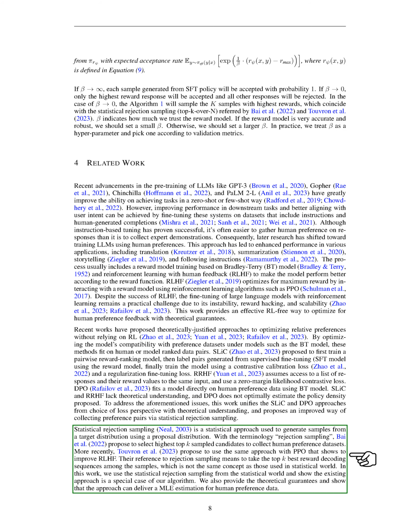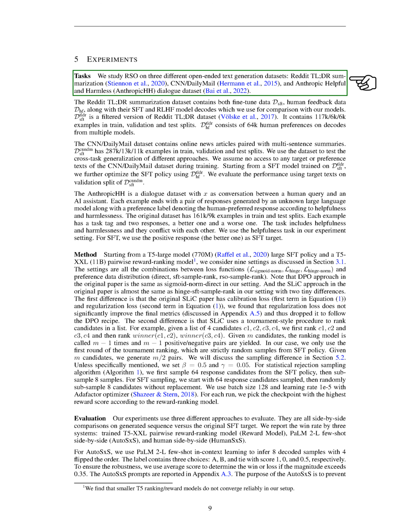This method involves selecting the top k-sampled candidates to collect human preference datasets. We show that this approach can deliver a maximum likelihood estimation for human preference data. We tested our approach on 3 different open-ended text generation datasets: Reddit TLDR summarization, CNN/Daily Mail, and Anthropic helpful and harmless dialogue dataset.